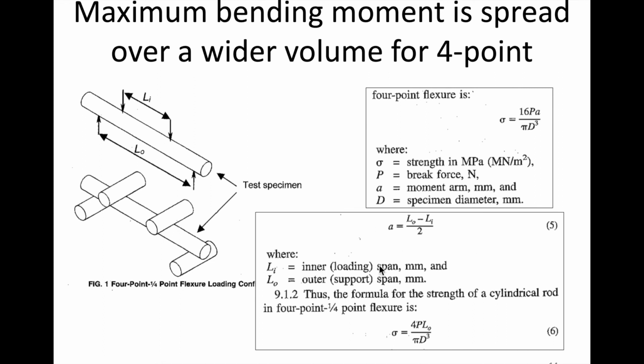So from this, all we need to do is know the dimensions of the glass rod. We need to know the diameter, we need the break force from the software, and then we need to verify the span lengths from the setup. With all that information, we can calculate the bending strength, or the flexural strength, under 4-point bend. So that's the first thing you're going to do with the 4-point data that you receive.